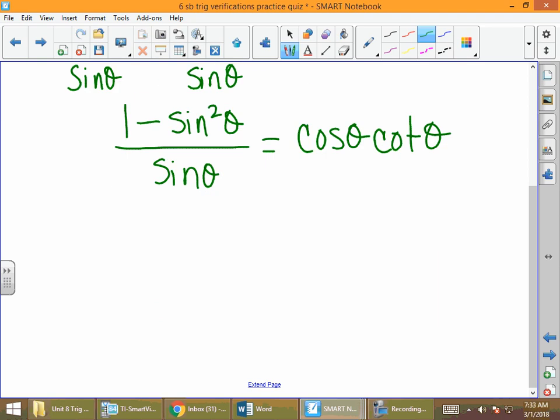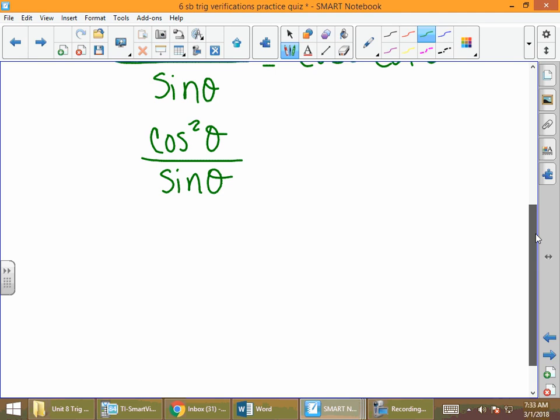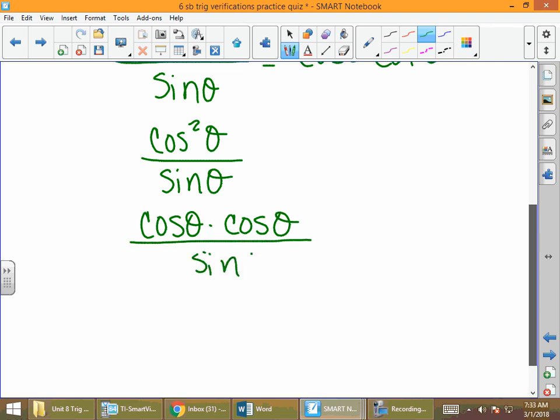But now what happens is, do we know what 1 minus sine squared theta equals? We may have to look back at our yellow paper for a moment, but that's something that we need to know for our quiz. 1 minus sine squared is cosine squared theta. And it's cosine squared theta divided by sine of theta. And now we're getting close here. We need to think about, what does cosine squared equal? Cosine squared theta equals cosine of theta times cosine of theta, and it's all divided by sine theta.